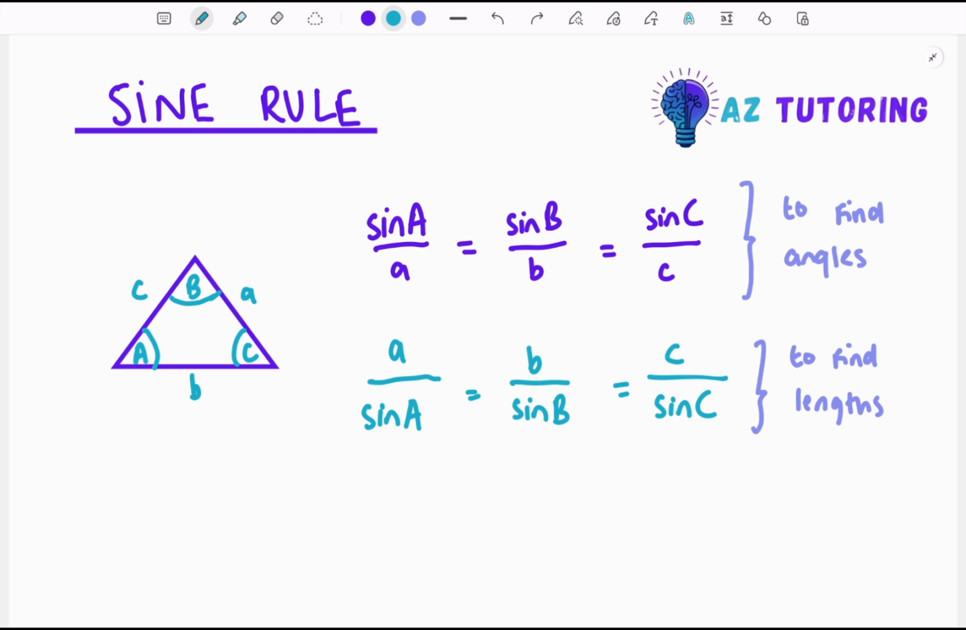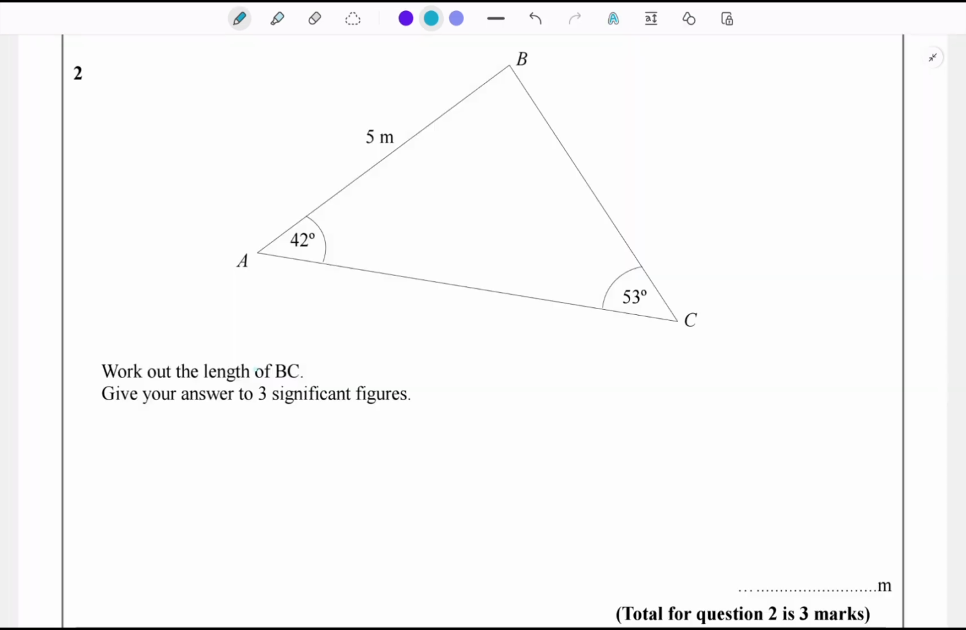So let's look at a few exam questions on how to find angles and lengths using the sine rule. So this is a question which is saying work out the length of BC, give your answer to three significant figures, and the total number of marks is 3 marks for this. So what is length BC? Well, BC, so here's B and there's C. So this is length BC.